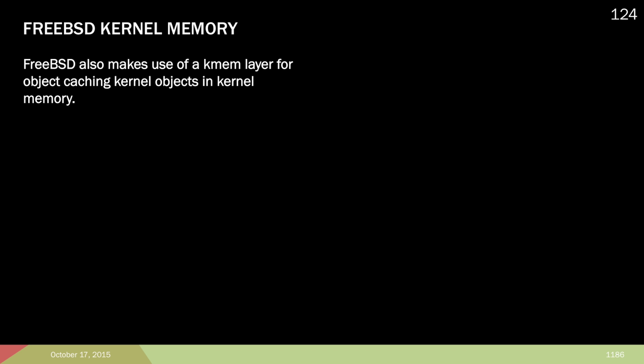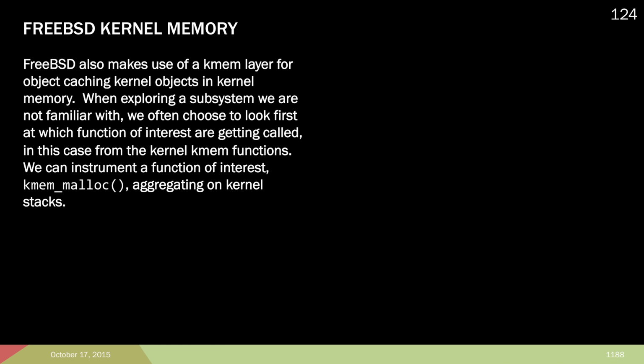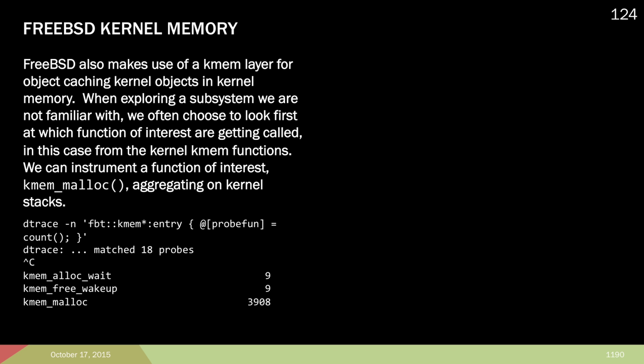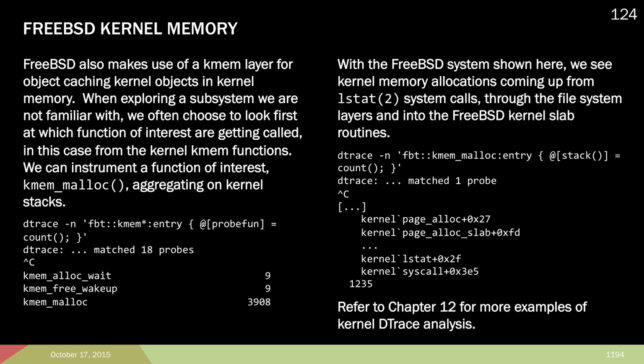FreeBSD also makes use of a kmem layer for object caching kernel objects in kernel memory. When exploring a subsystem we're not familiar with, we often choose to look at which functions of interest are getting called, in this case from the kernel kmem functions. We can instrument a function of interest, kmem_malloc, aggregating on kernel stacks. With the FreeBSD system shown here, we see kernel memory allocations coming up from lstat system calls through the file system layers into the FreeBSD kernel slab routines. Refer to Chapter 12 for more examples of kernel DTrace analysis.